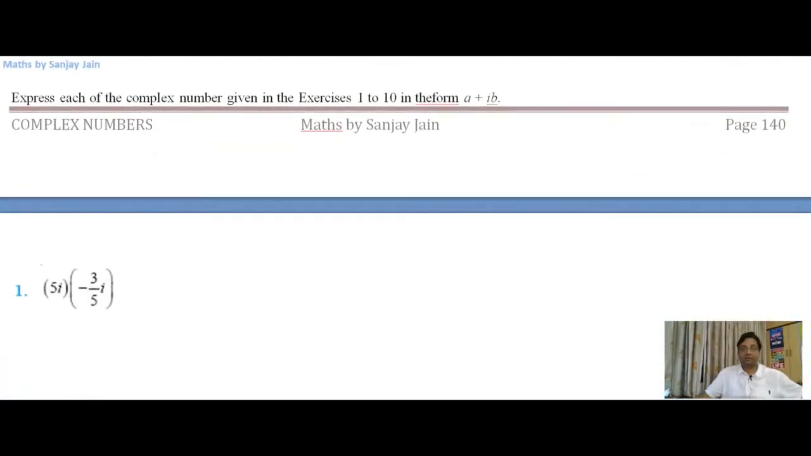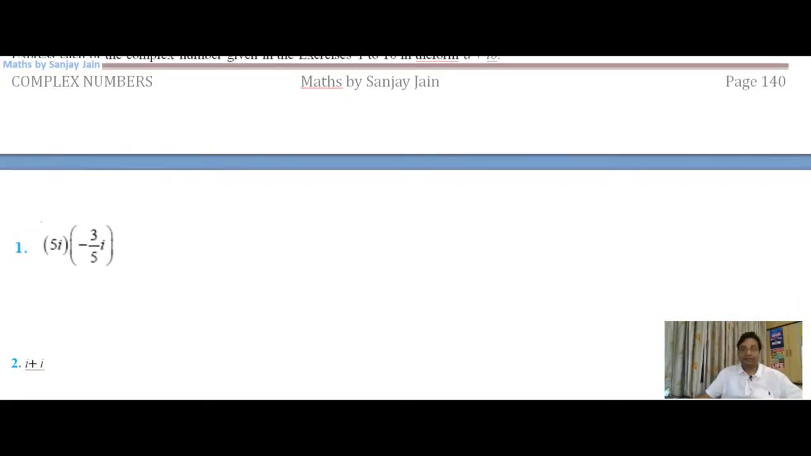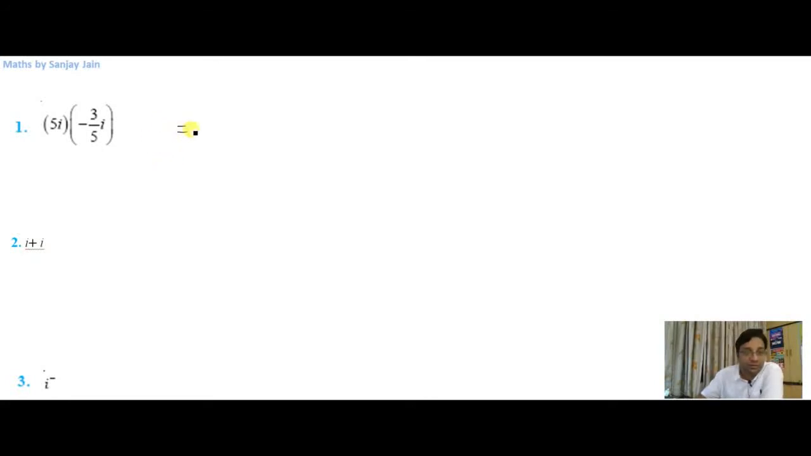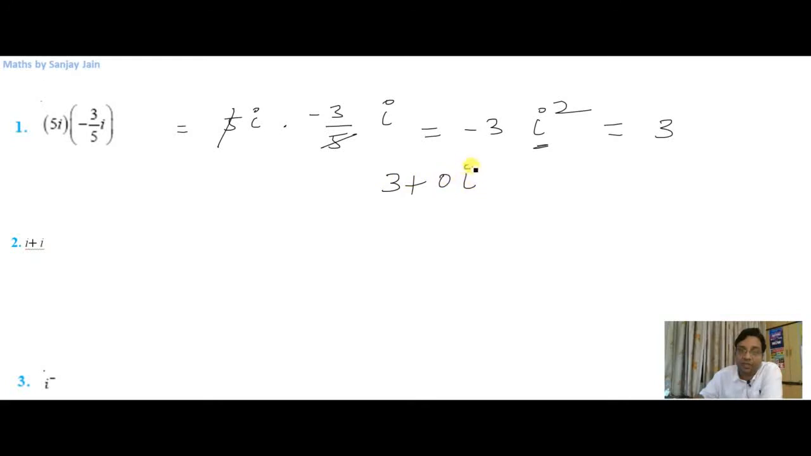Now we need to express all of the following in a plus b iota form, where the first one is this. If this iota is multiplied with iota, it will give me minus 1, or let me write it in 2 steps. First I'll write 5 iota into minus 3 by 5 iota. So 5 I'll cancel, minus 3 I'll separate, and then write iota squared. Iota squared is minus 1, so minus 1 into minus 3 will give me 3. So in a plus iota b form, I can write it as 3 plus 0 iota, where a is 3, b is 0.